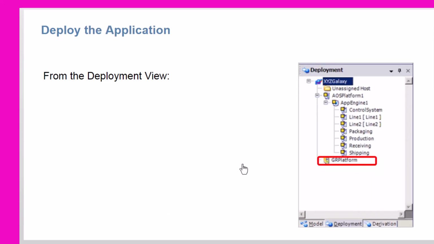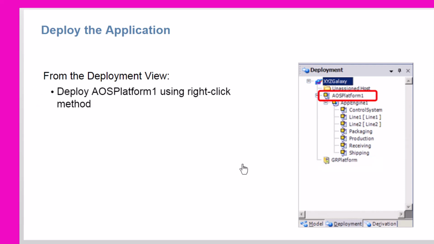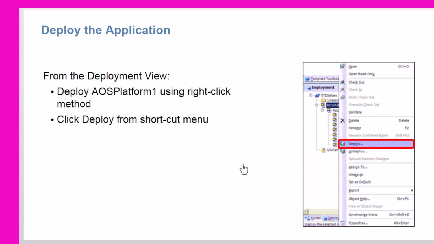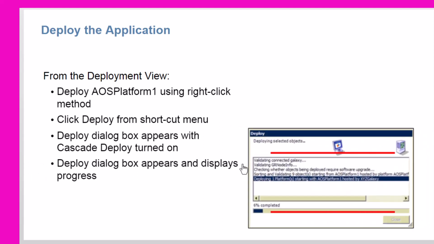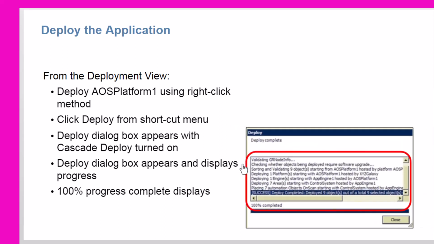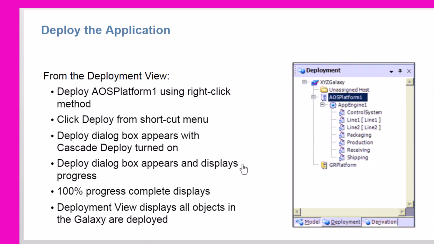Since we deployed the GR node first, we can now deploy all the objects in the Galaxy to the runtime environment. We right-click on AOS Platform 1, select Deploy from the shortcut menu. The Deploy dialog box appears. Notice, now the Cascade Deploy is turned on and we can deploy all the objects hosted by the platform. The Deploy dialog box displays the progress of the deployment. When the deployment is complete, the progress displays 100% complete. The deployment view now displays all objects in the Galaxy are deployed.